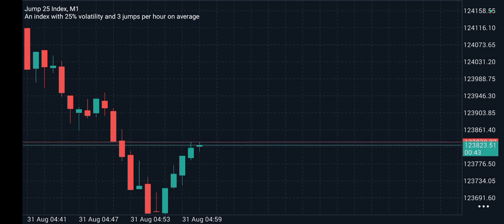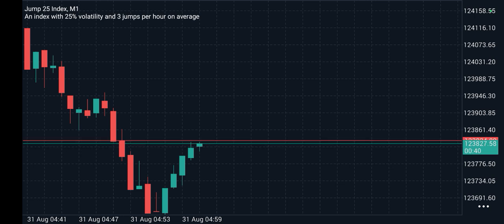Then we have the margin. The margin is the amount of capital required to open a position.